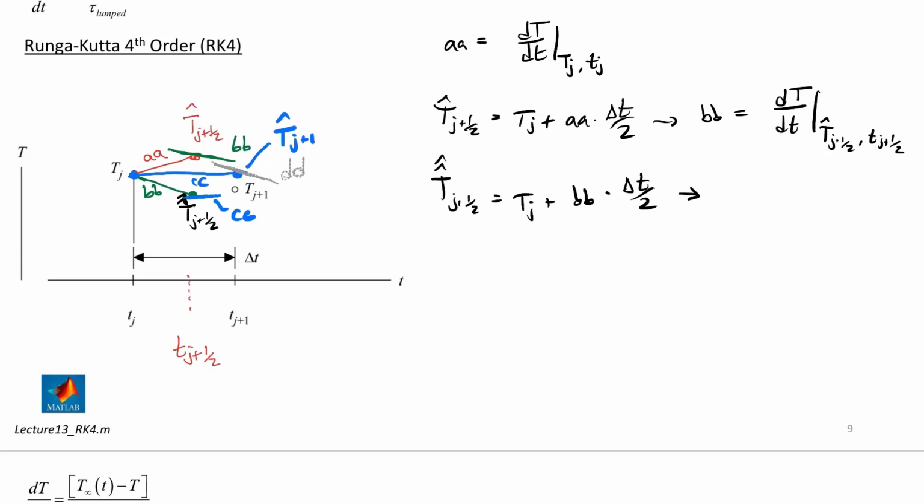Then we use that to get our CC. This is super laborious. It's dT/dt at T double hat, j plus 1/2.